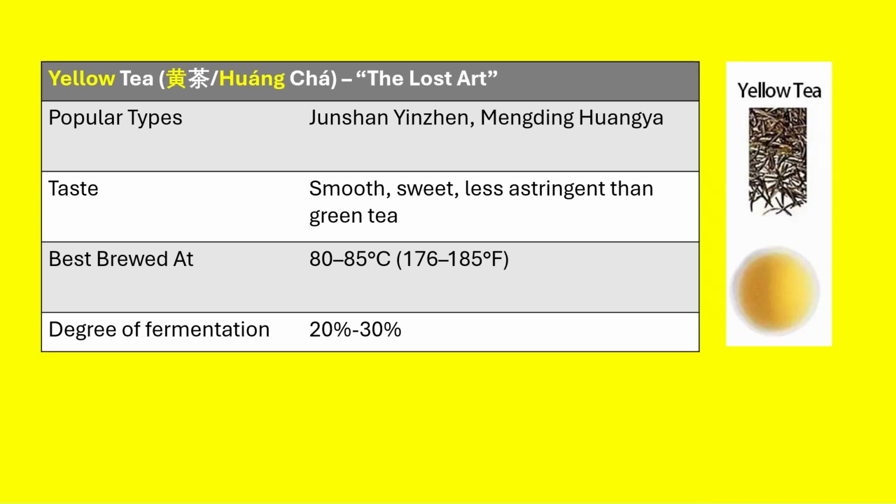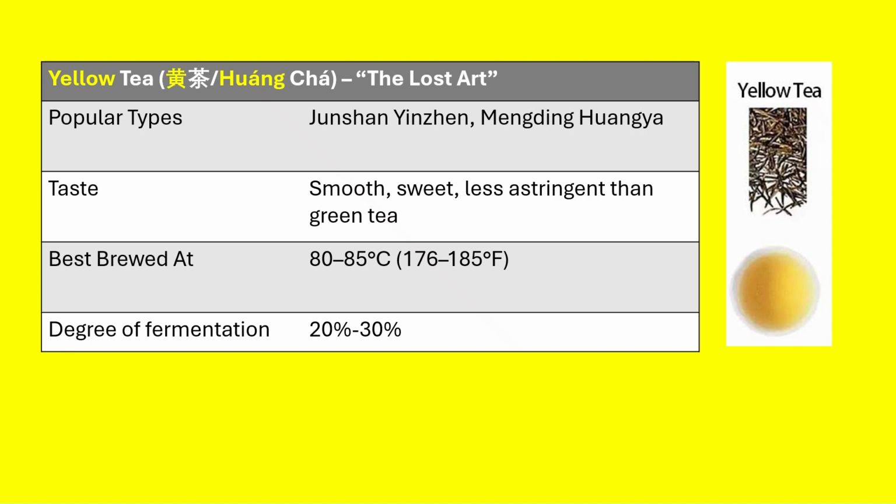Yellow tea is rare. It goes through a special process called menhuang, where the tea is lightly steamed and wrapped, allowing a slow oxidation that removes the grassiness of green tea and brings out a mellow, sweet flavor. Yellow tea is a lost art.